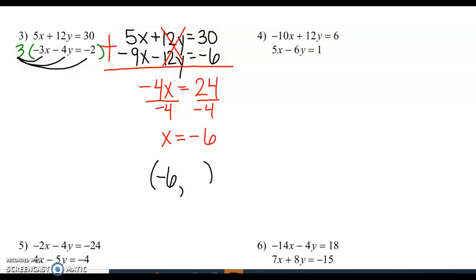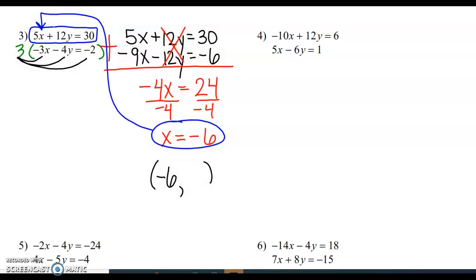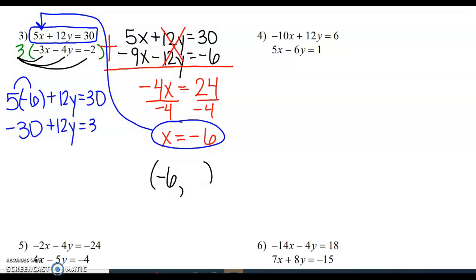So now to find y, I would substitute back in. I get to pick either equation. I'm going to pick the first equation. The numbers are a little bigger, but they're all positive. I know that x equals negative 6, so I'm going to replace x with negative 6. So I have 5 times x, which I know is negative 6, plus 12y equals 30. Well, 5 times negative 6 is negative 30, plus 12y equals 30.